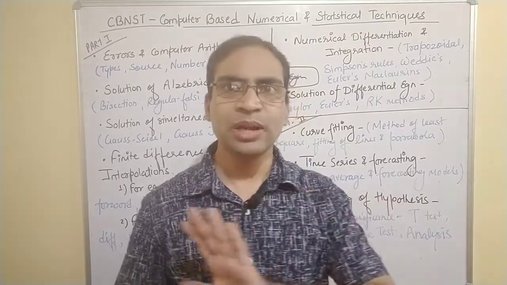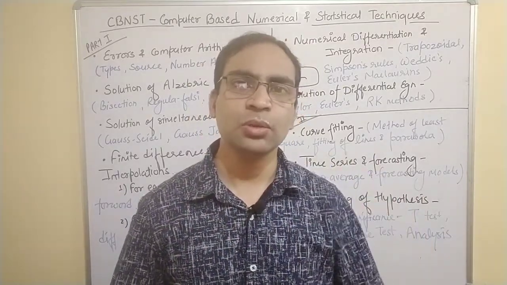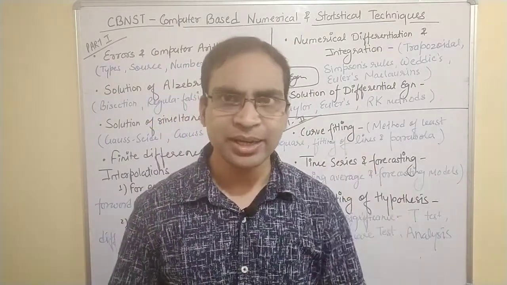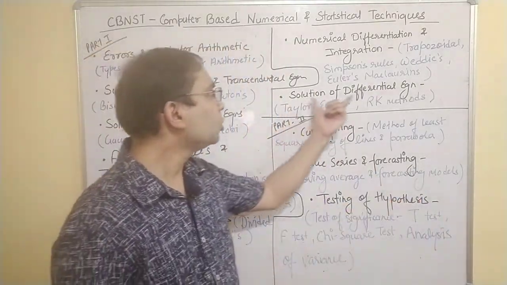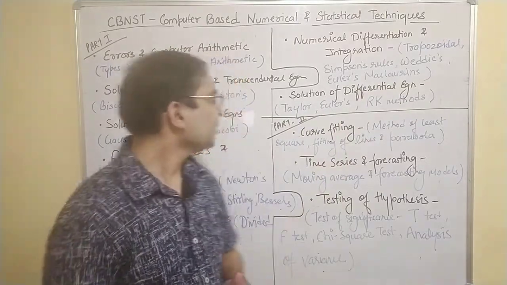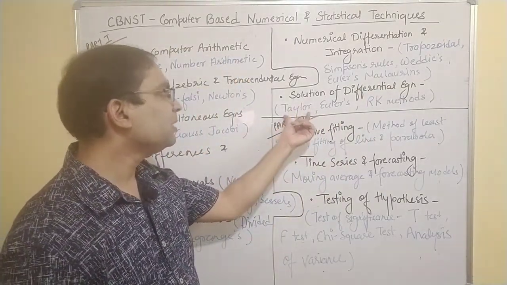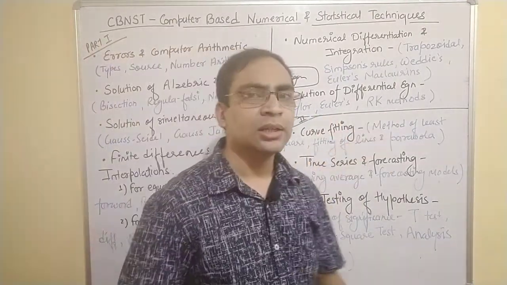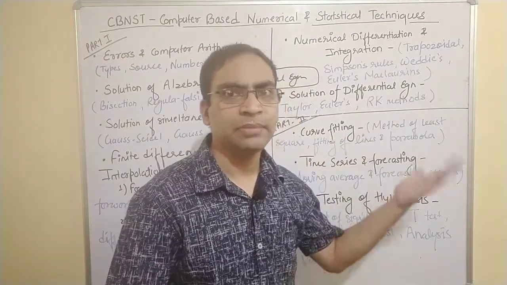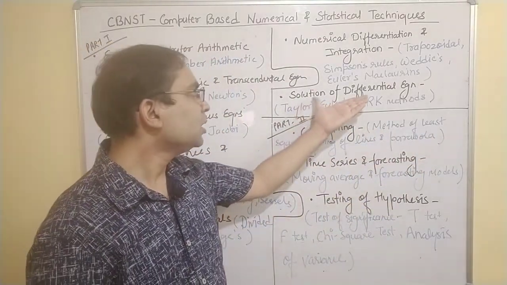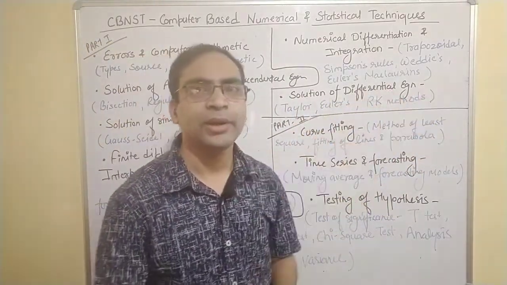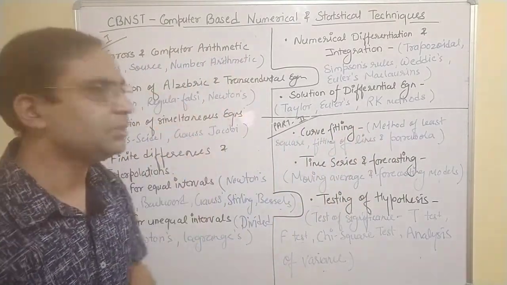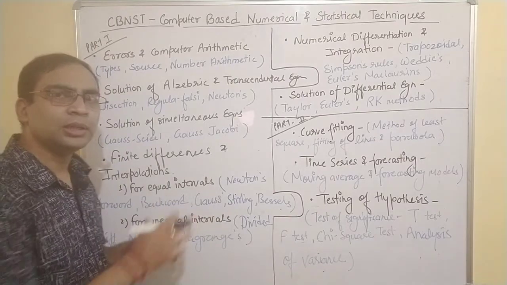But now we don't have to learn all those cases. We don't have to memorize those cases. We will simply use direct methods and solve those differential equations. For that we will have the Taylor series method, Euler's method, and then the RK method. So these are the major methods that we will be using to solve differential equations. So this was the first part of the CBNST, that was the numerical techniques.